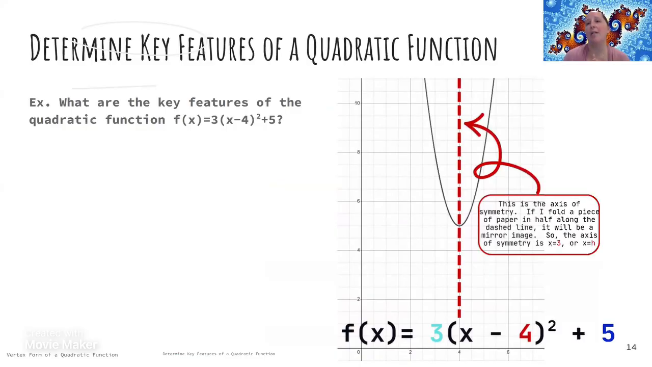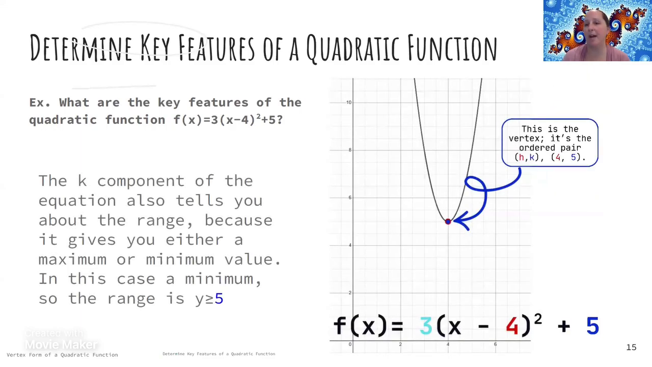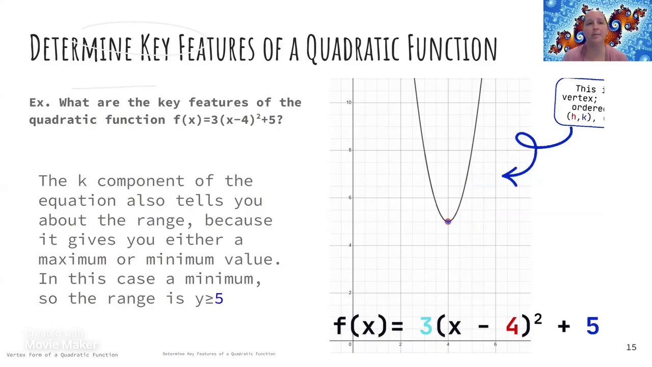So my axis of symmetry, or my mirror image, is going to be when x equals h, or in this case, x equals 4. If I were to fold the graph along that line, I would get a mirror image on both sides. The vertex, of course, is the ordered pair h, k, in this case 4, 5. The k component of the equation also tells you about the range because it gives you either a maximum or a minimum value. In this case, a minimum. So the range is y is greater than or equal to 5, my k value.